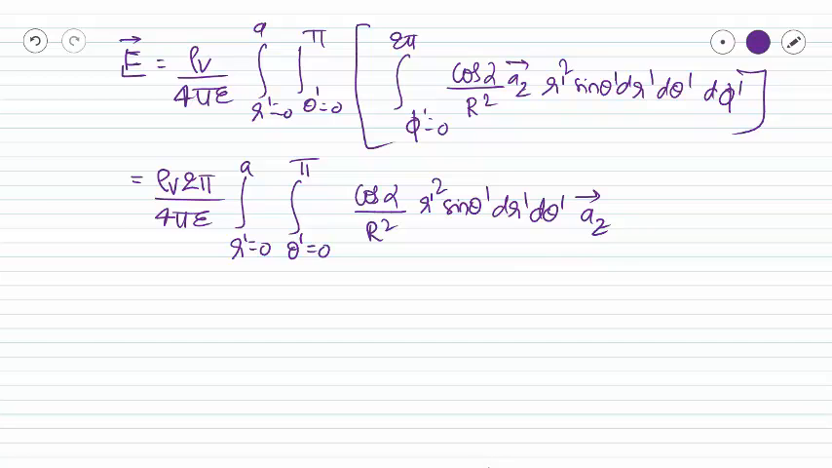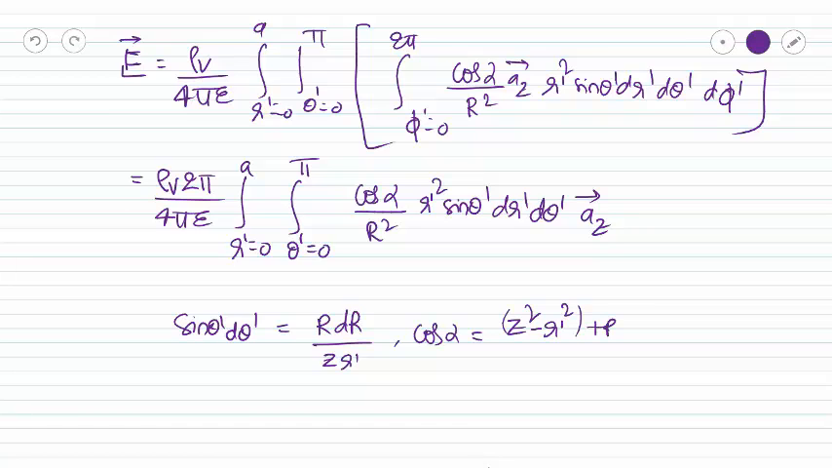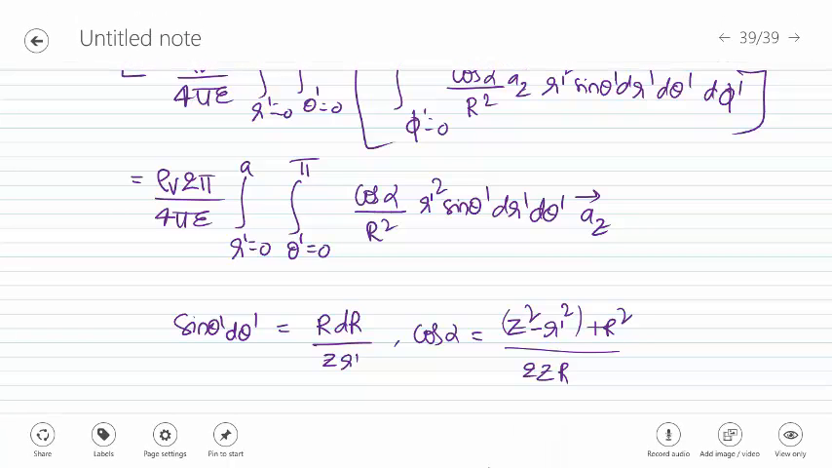Okay, now if you look at the previous things, we have sin theta dash d theta dash equal to r dr by z r dash. Similarly, we have cos alpha equal to z square minus r dash square plus r square divided by 2z r. So this is what we are having from previous results. Okay, right? So now we're going to substitute these things in the above integral.